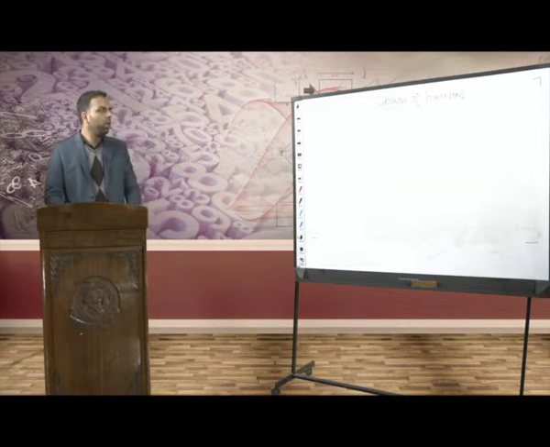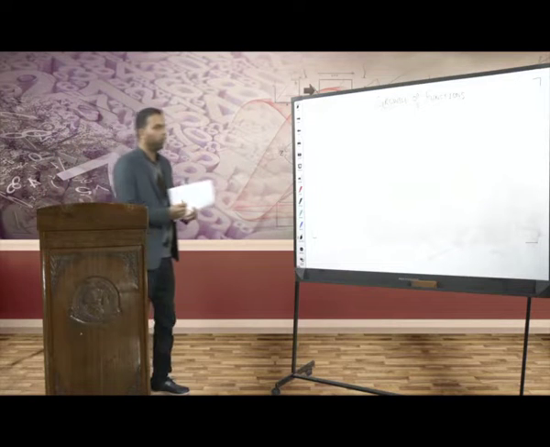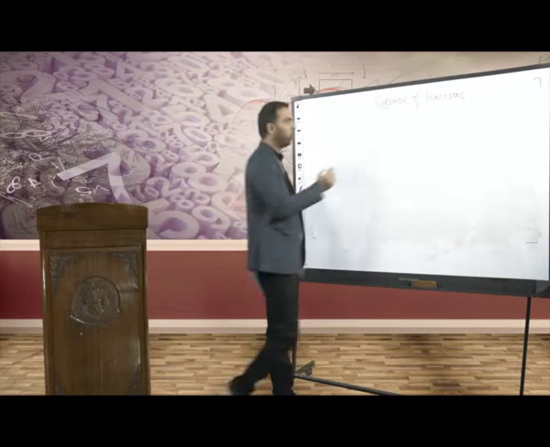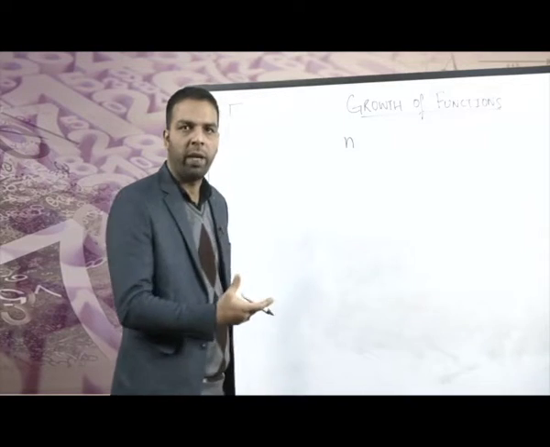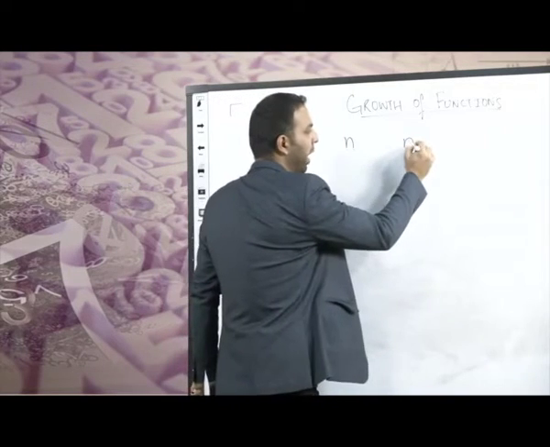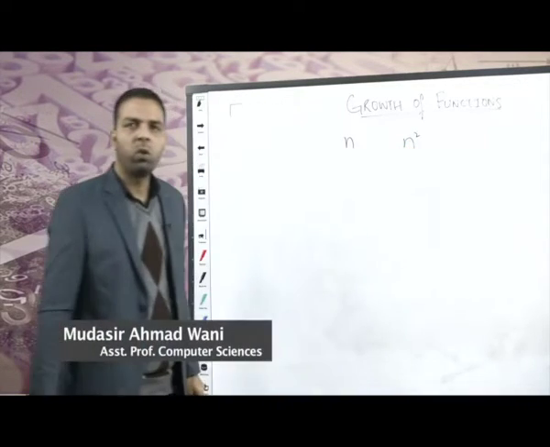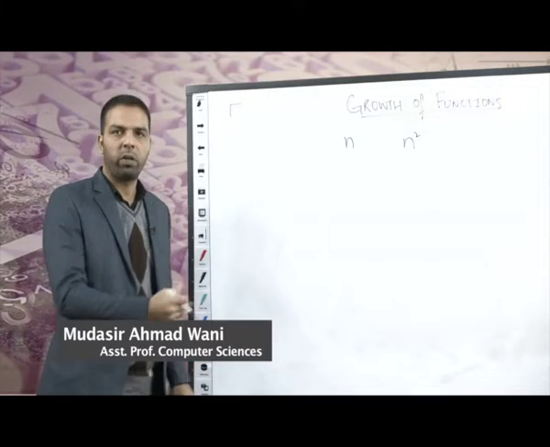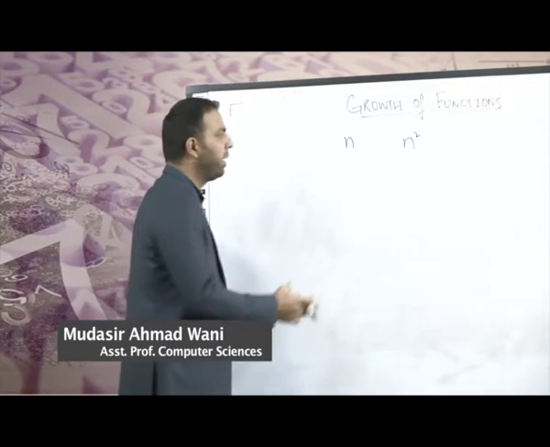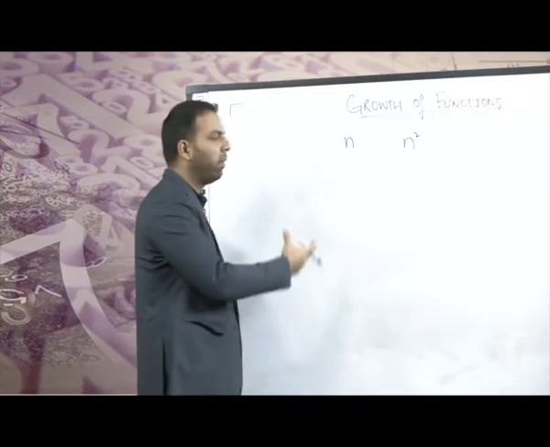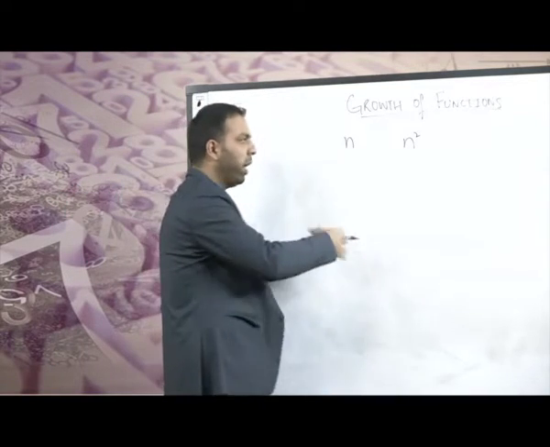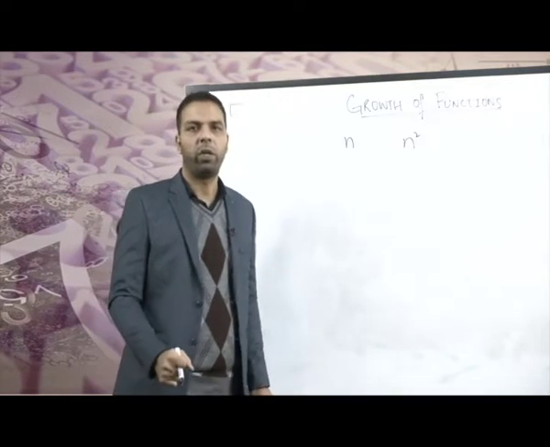So I will take a small example: we have two algorithms, one having a time complexity of n and the other one having n square. Now the simple question is, which one is better? You might say that this algorithm is better than the n square because, say, if we are having n equal to 10, this will take 10 units of time and that will take 100 units of time.